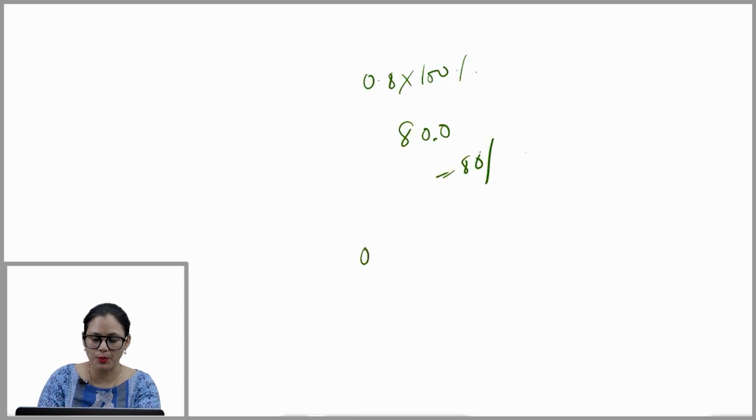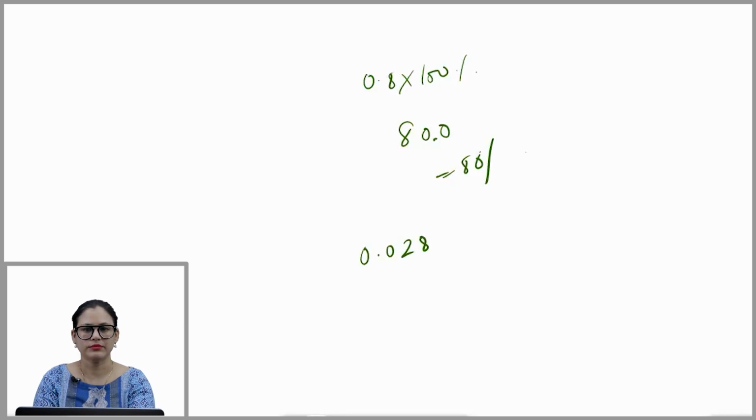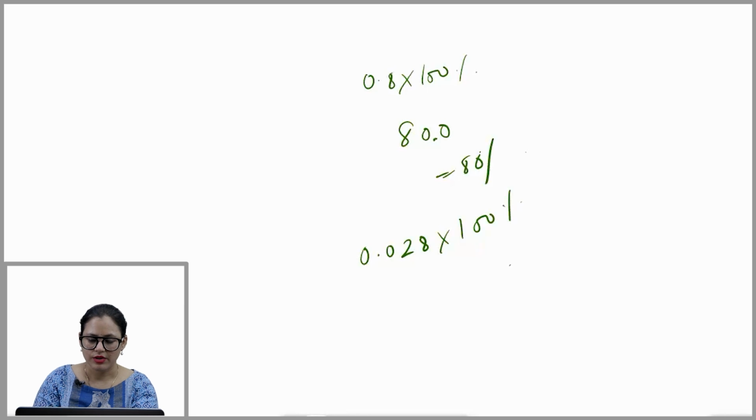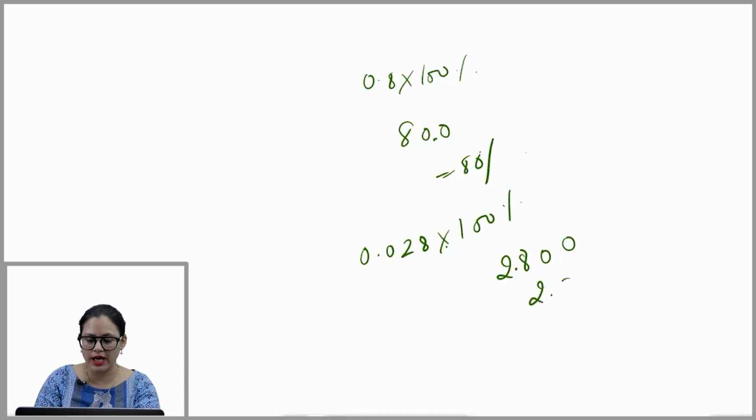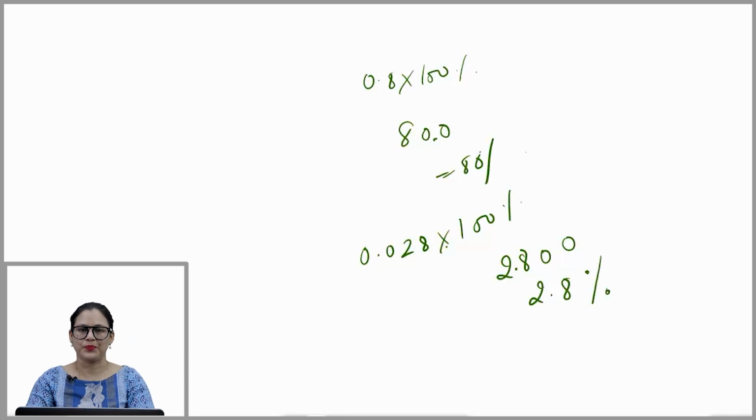Next we have 0.028, and we have to convert this into a percentage. So what will we do? Multiply it by 100%. Okay. 2800, and now you will put the decimal after 3 digits. Why? Because there are 3 decimal places. So 1, 2, 3. So 2.8% is the answer, right?